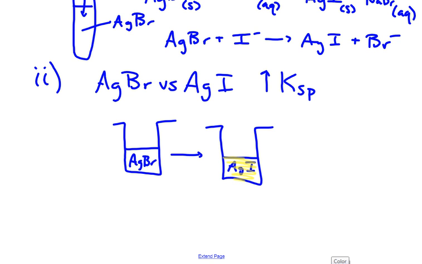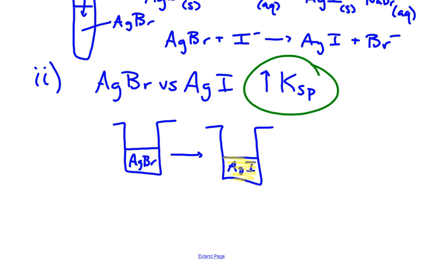And it's a little yellow. So, what does it mean to have a greater Ksp? That's the root of this thing. What does that mean? Is it more or less soluble? Does it dissolve more or less, the greater the Ksp?